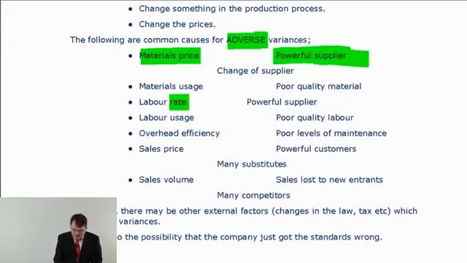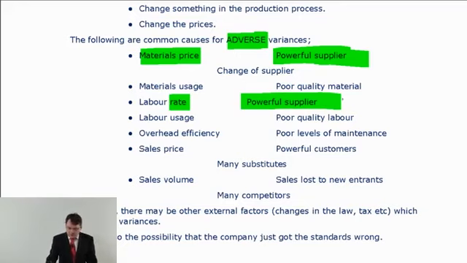Labour rate. Why do we pay more for labour than we thought? A powerful supplier. So, for example, you have a workforce which has got a very powerful union involved. Labour efficiency. I said labour efficiency, I mean labour usage. I do apologise. Why would we have an adverse variance there? Poor quality labour.